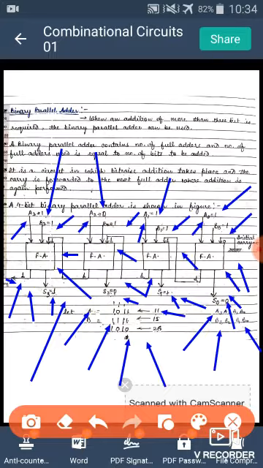In the next lecture, we will start adder cum subtractor, which is the binary parallel adder with some special feature of subtraction.